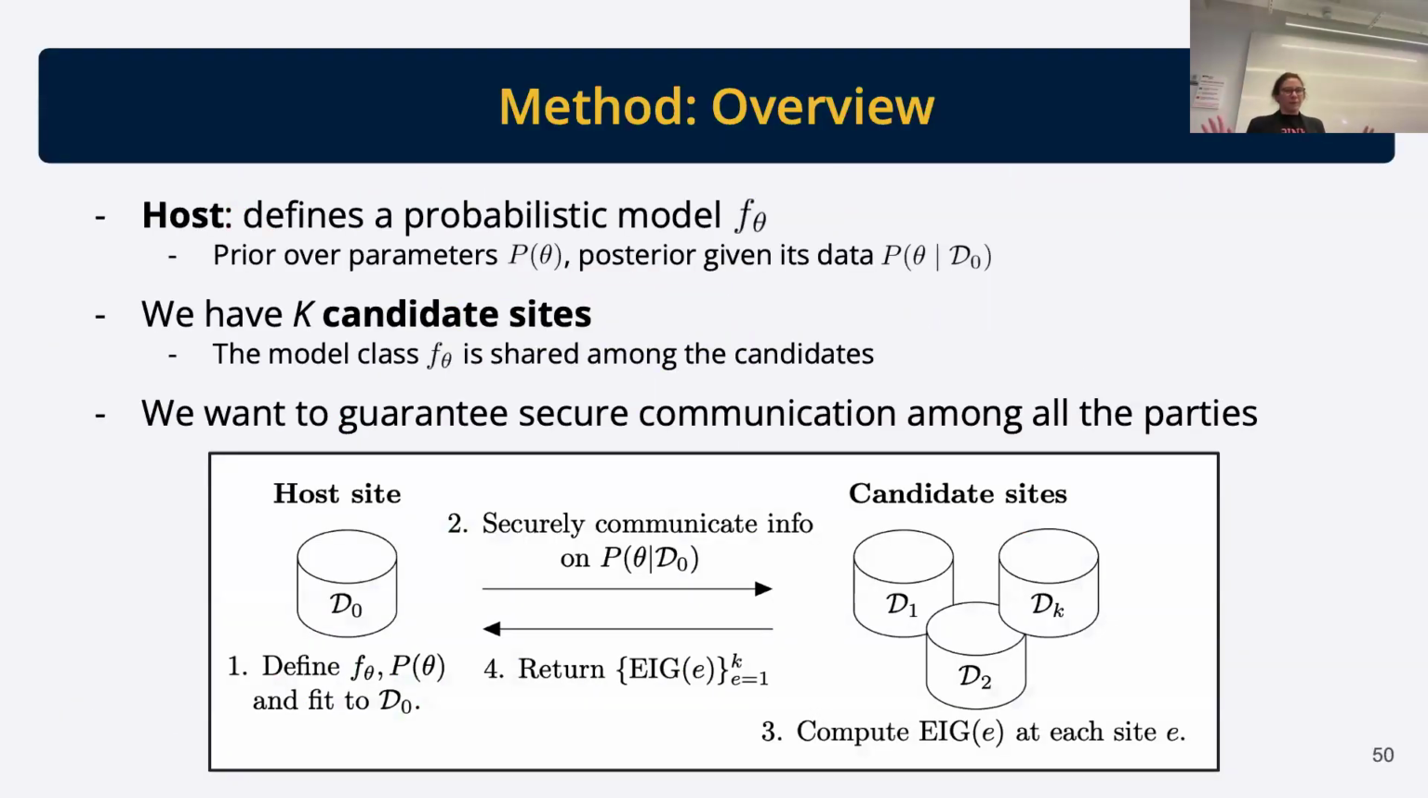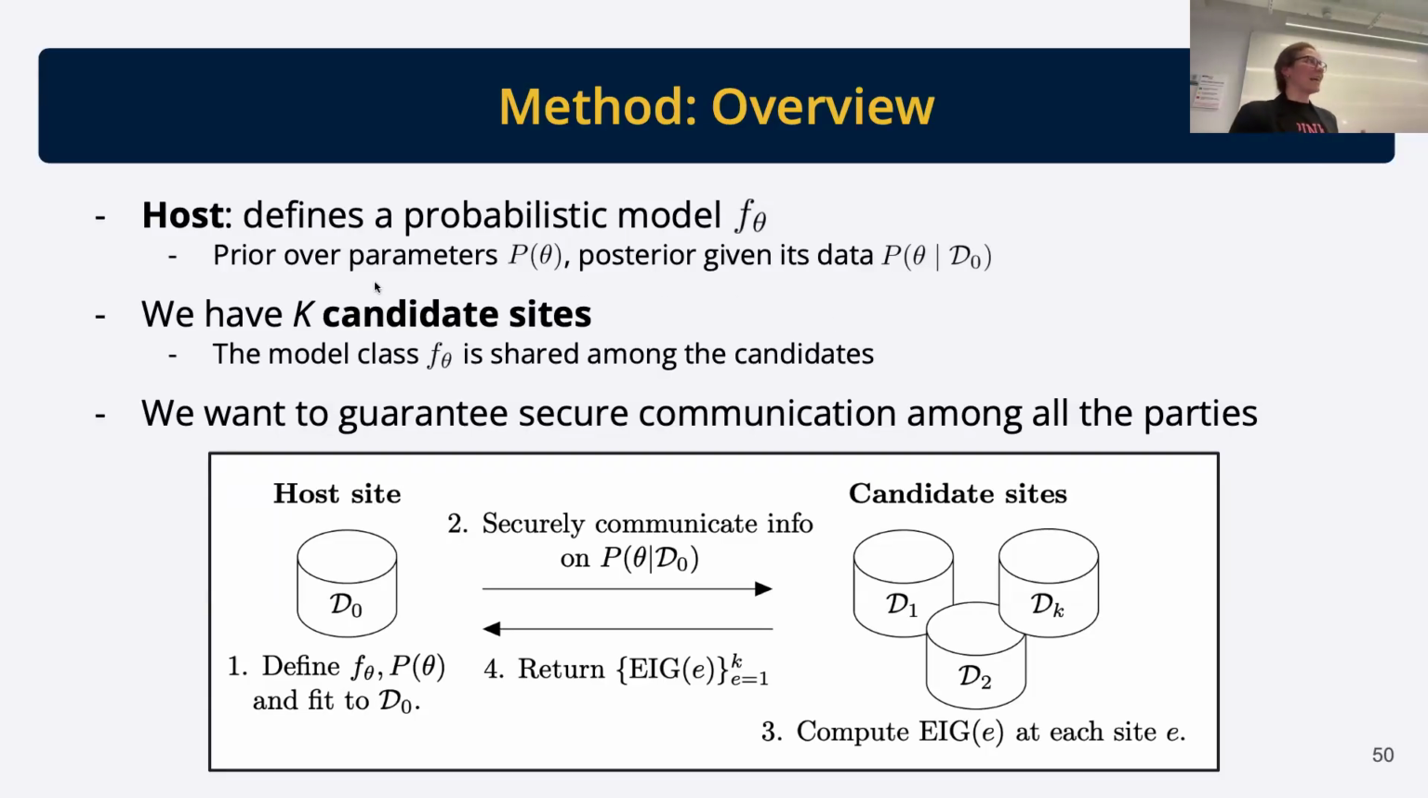So this is an overview of the method. We're going to have what we call a host institution or a host site, right? So this is the main hospital. The hospital has already run the clinical trial. The host will define a probabilistic model, and they're going to define their prior over the parameters in this probabilistic model, and they can fit their posterior with the data that they have.